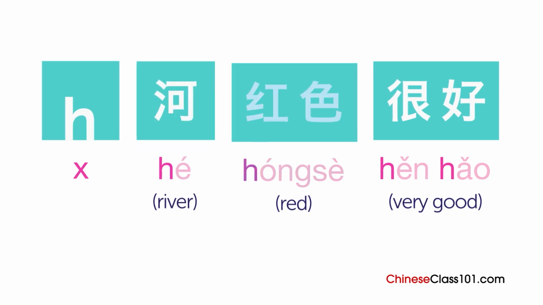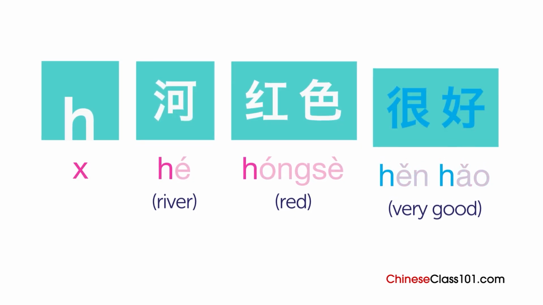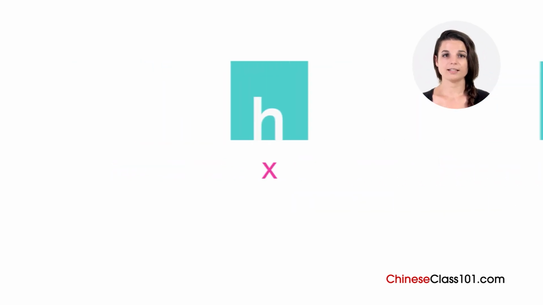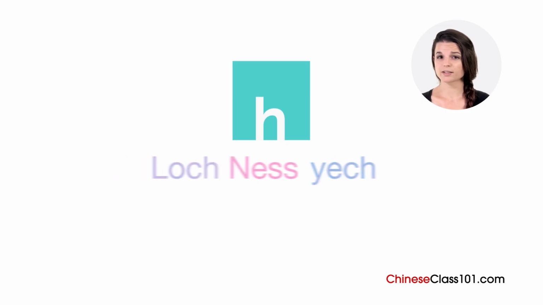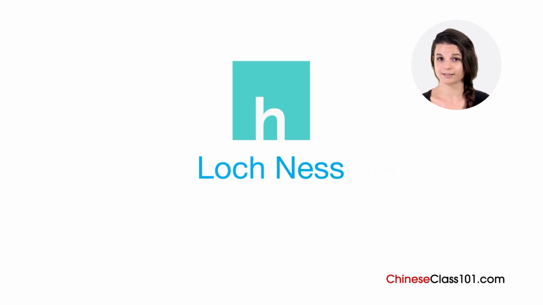h, 和，红色，很好。 It's easy to think this is an H sound, but it's more like a prolonged K sound. The trick is to make a K sound without cutting off the airstream completely. It's like the CH sound in the word yech, or the Scottish loch, as in Loch Ness.